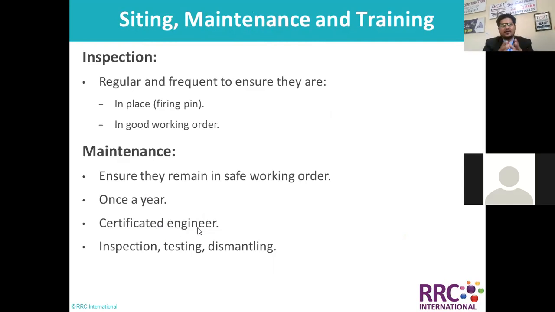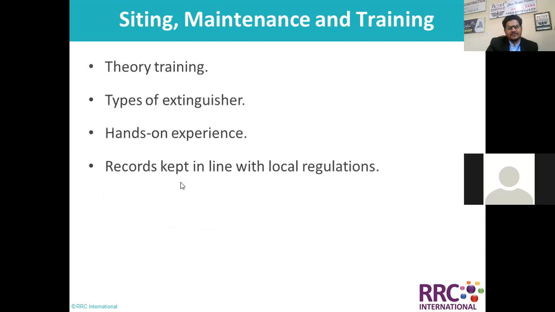Mostly we cover that area through third party inspection companies or maintenance companies for fire safety systems, because they are the ones who inspect, test, and also give us a report that the fire safety system or the firefighting system is well active and has no issues. We can give some theory training on types of extinguisher, hands-on experience, and records kept in line with local regulations. So again, it's not only theoretical training.